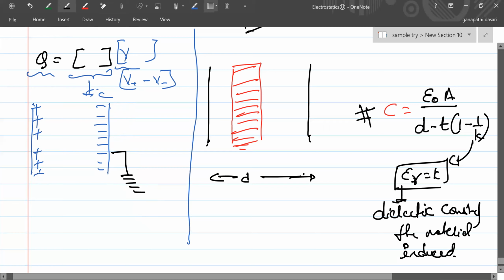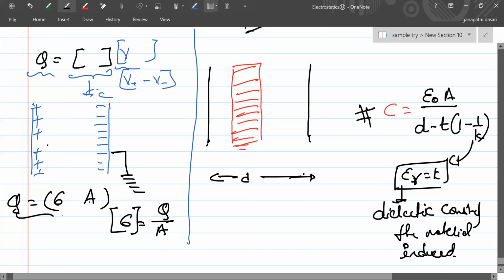So now, what is the charge present on these plates? On one plate you need to find out the charge present on it. What is that charge Q? If the plate has area A, the charge will be equal to sigma A, because sigma is charge by area. Sigma is the charge density, the charge present per unit area. If the plate has an area A, then Q is equal to sigma into A.